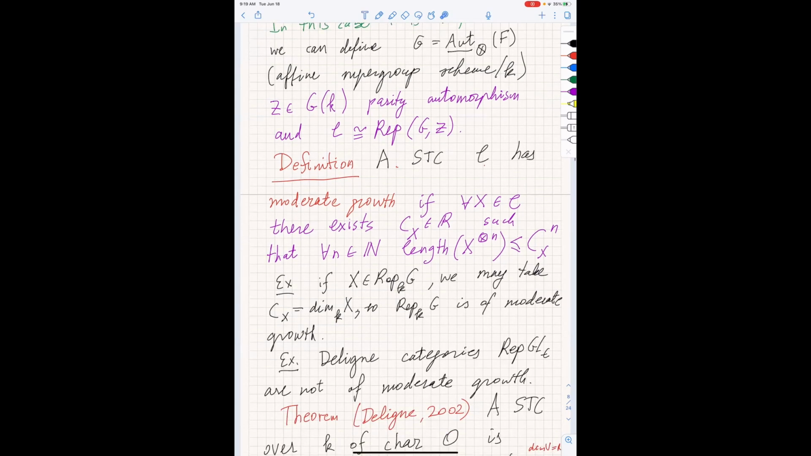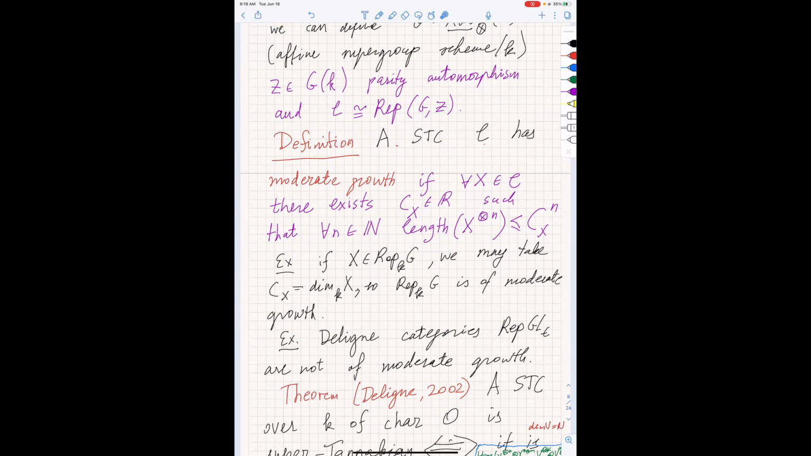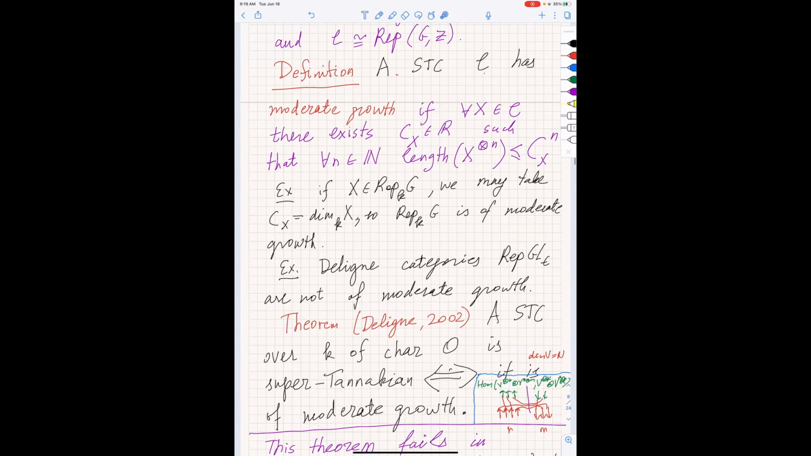Now, the Deligne categories, as I said, are not of moderate growth. These are interpolations of representations of GL_n. But if you impose moderate growth condition, then over a field of characteristic 0, it's a remarkable theorem of Deligne that this is all you can get. So the theorem says that a symmetric tensor category over a field of characteristic 0 is super Tanakian if and only if it has moderate growth.